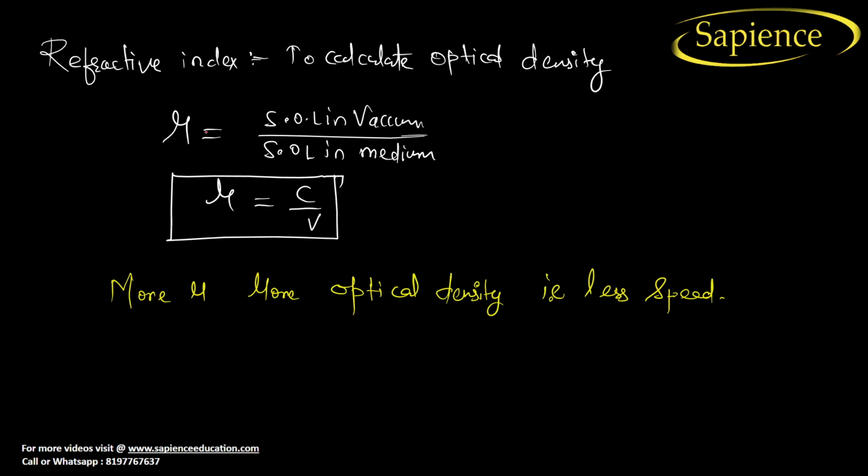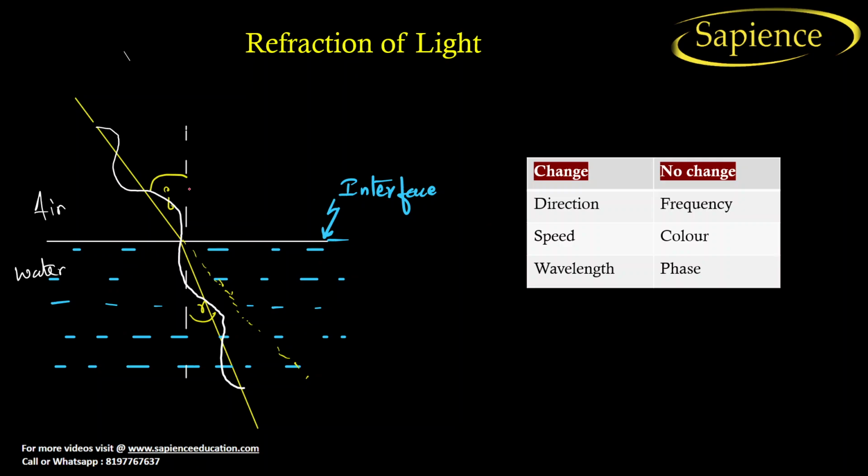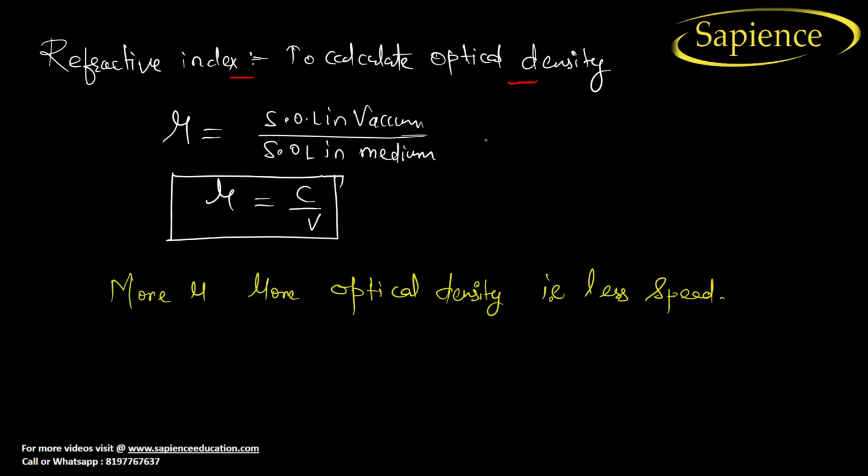Now, refractive index is used to calculate the optical density. Let us suppose air is your rarer medium and water is your denser medium. When light passes from a rarer to a denser medium, we need to understand which has more optical density and which is optically rarer.